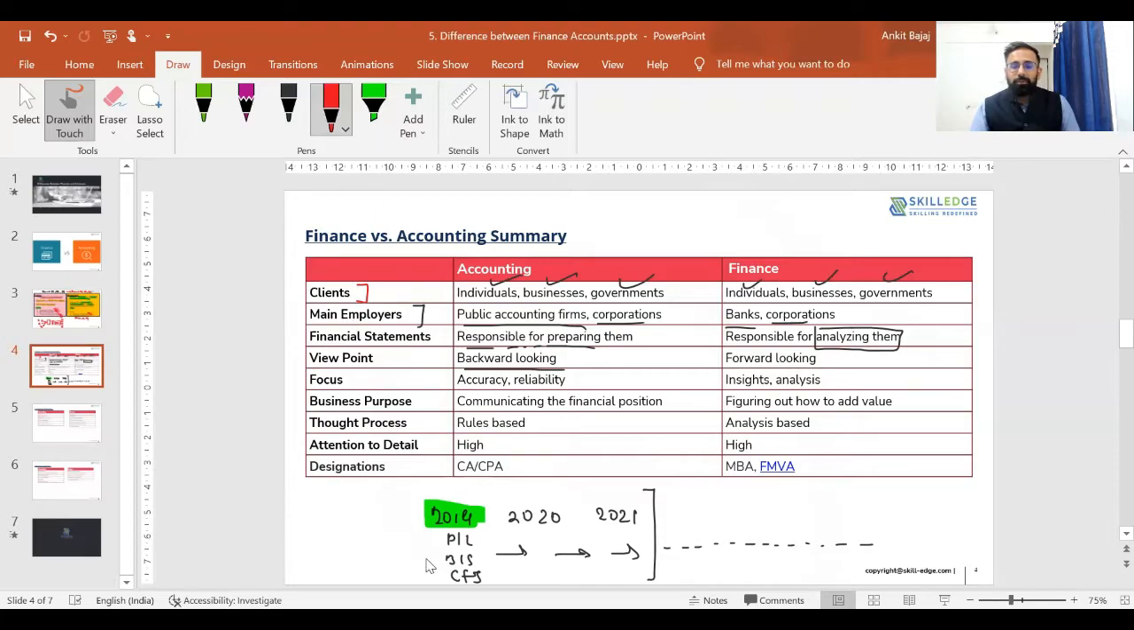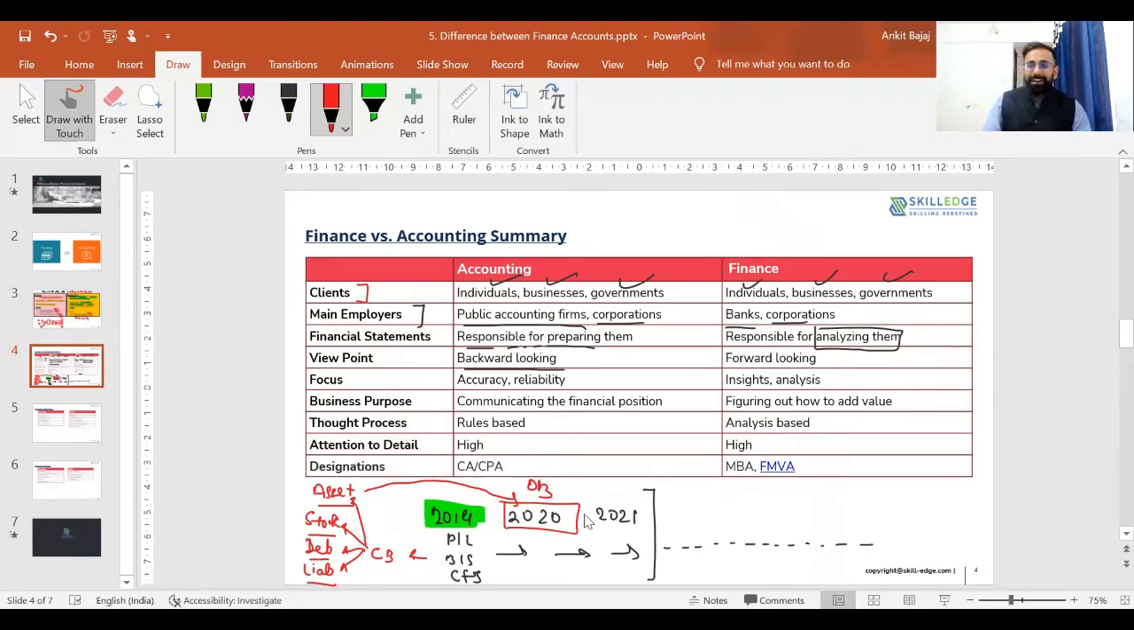Obviously in the balance sheet, you record closing balances, right? You record the closing balance of stocks, the closing balance of debtors, the closing balance of liabilities, the closing balance of assets. These closing balances will become the opening balances of financial year 2020. Definitely, these closing balances will become opening balances. This is the meaning of backward looking.